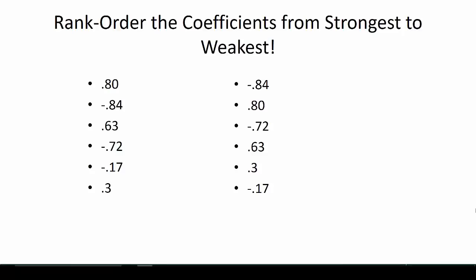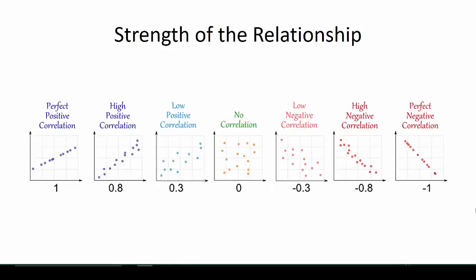If you're wondering what the strength of a relationship is, it's referring to how closely associated the two variables are to each other. When you have a very strong relationship, the dots on the scatter plot are forming a nice, neat, straight line. The weaker the relationship is, the dots are still forming a straight line, but they're a little bit more spread out.